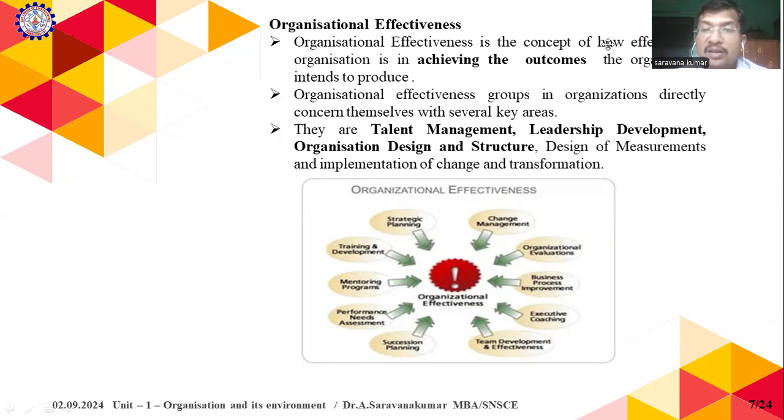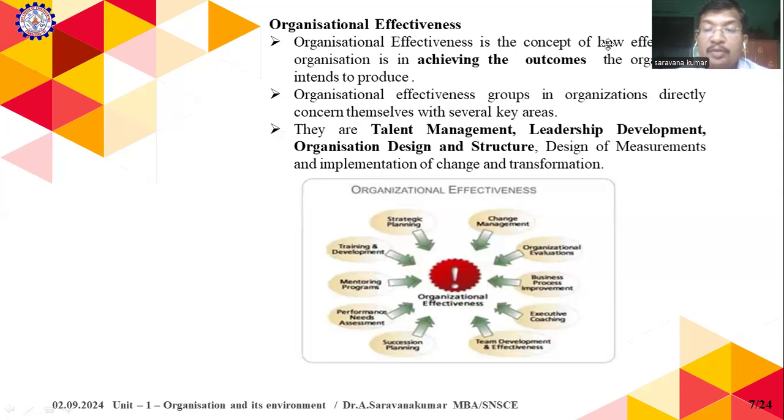Organizational effectiveness is the concept of how effective an organization is in achieving the outcome, because outcome is very, very important for every organization. Whatever work you do, what is the outcome the organization tends to produce? So organizational effectiveness groups in organizations directly concern themselves with several key areas. The key areas are talent management, leadership development, organization design and structure, design of measurements, and implementation of change and transformation.